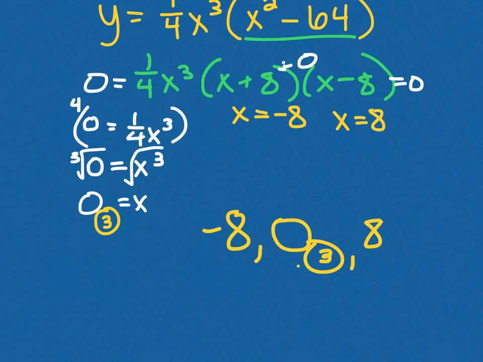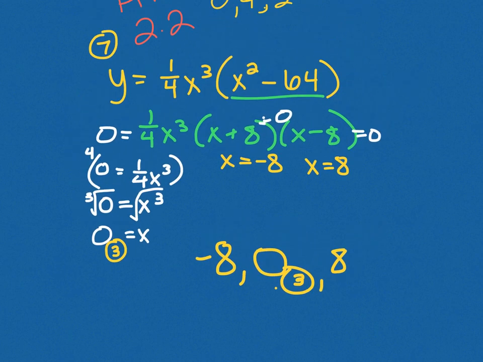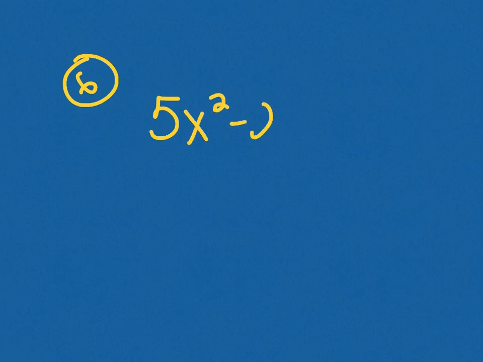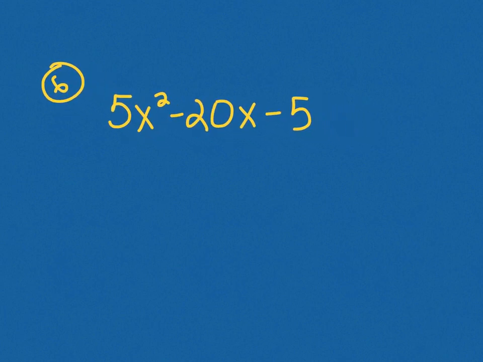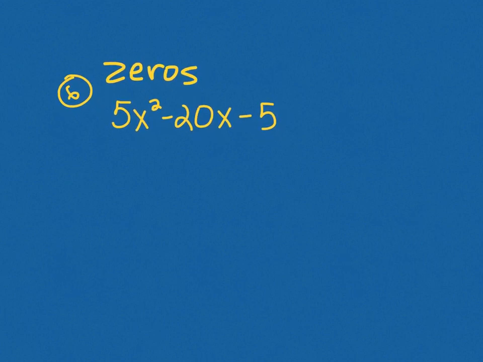It was my number 6, and it was 5x squared minus 20x minus 5. And what was the instructions? It's find the zeros, and that's when I have to complete the square to figure it out.